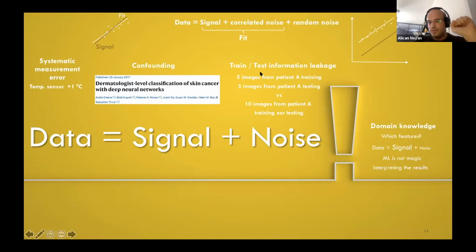And then finally, let's say you have 10 images from a patient. And if you do a split like this, right? If 5 images go to training, 5 images go to testing, what will happen is particular properties of the patient, that is, again, correlated noise. It has nothing to do with the disease, right? Just the patient has these properties. With these, we can make good predictions on the test set because we still have the same patient. So the proper split should be like this. These 10 images should go exclusively to training or testing.